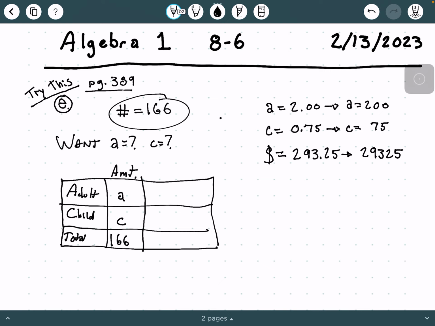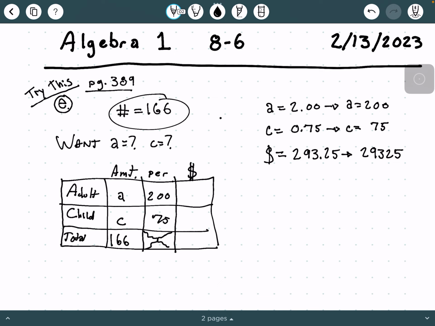Nice. Now we're looking at what is the price, what is the money per person. Here's the amount per. So I actually wouldn't even call this money, I'd call it per. So per one adult, you have $2, or 200 cents. Per child, you have 75. Per total, it doesn't really make sense. We're not going to look at the per total because we have two different rates. But we're going to look at how much money we have in total.